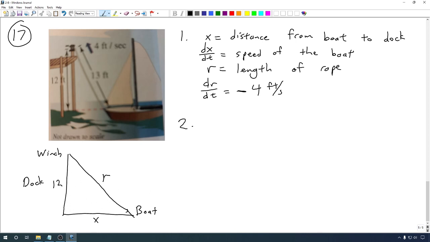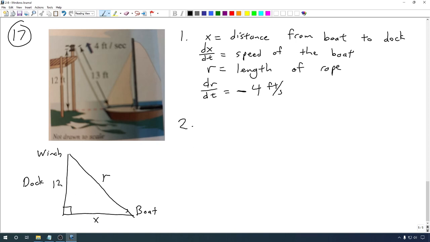In fact, assuming that the dock is actually vertical here. We kind of have to assume that. I guess technically they're saying that this is 12 feet higher than the deck of the boat. So whether or not this dock is really vertical, we're saying that this height is still 12 feet. So we can still think of this as a right triangle, and we can use the Pythagorean theorem.